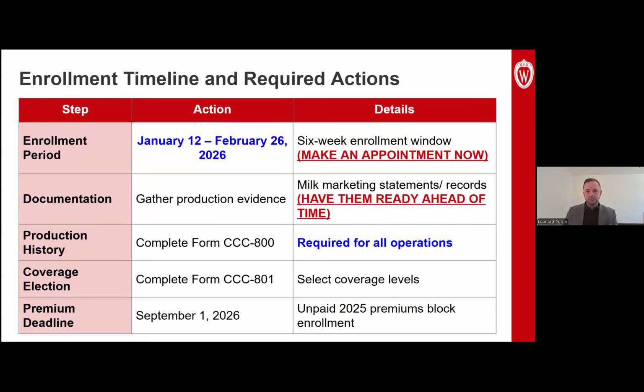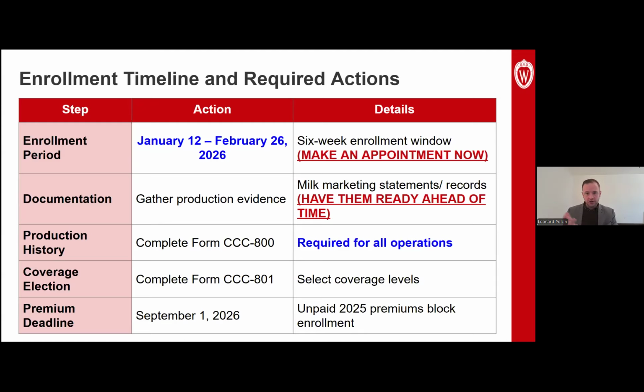So again, timeline and what you have to do. Enrollment period coming up. Deadline, February 26th. Make your appointment now, because the window is not very large and it's going to creep up sooner than we realize. So make sure you make your appointment now with the FSA office. The documentation, again, we are having an updated production history for everybody that's enrolling. So make sure that you contact your processor and have them send your milk marketing records, your statements, ahead of time. That way we make sure you're ready to go before your appointment at FSA.